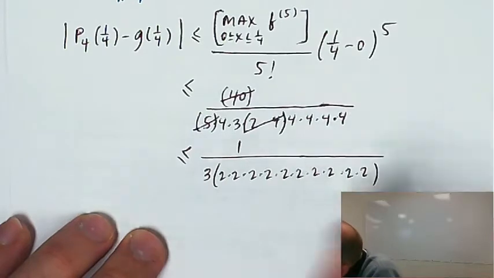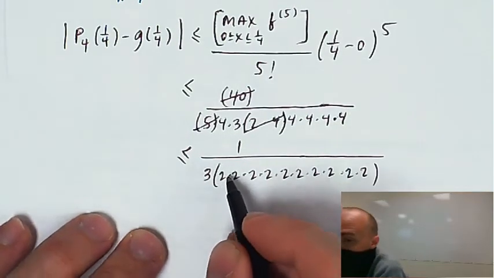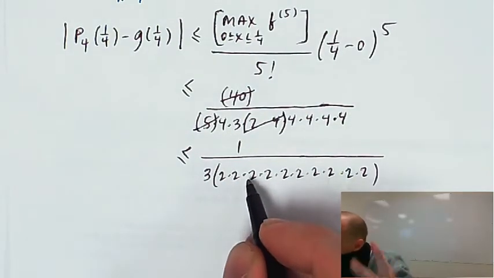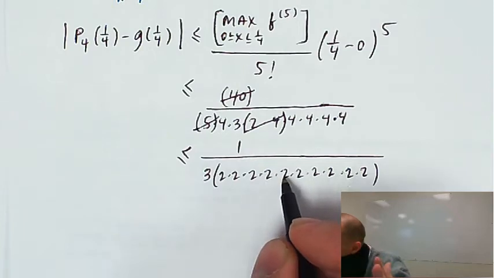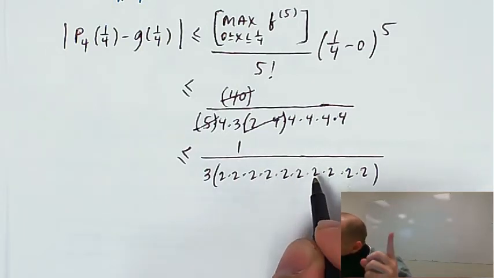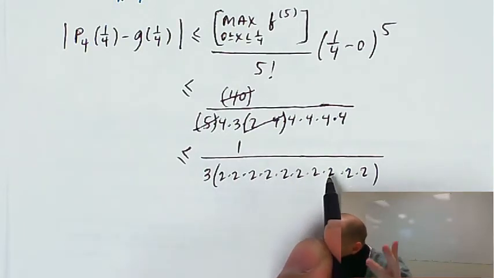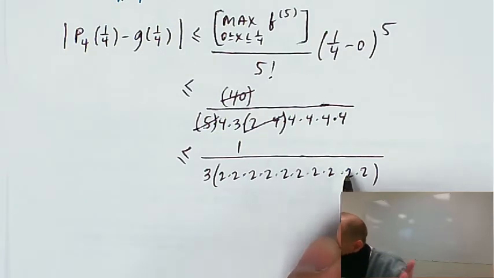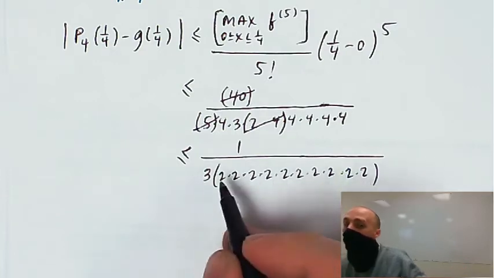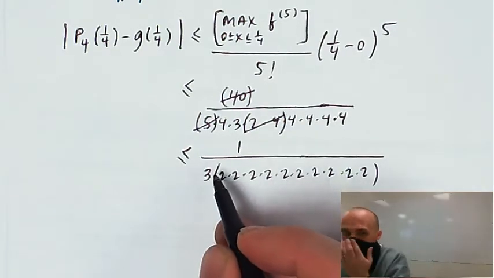Whoops, thank you. All right, so let's count again. 2, 4, 8, 16, 32, 64, 128, 256, 512, 1,024 times 3. There it is, right?